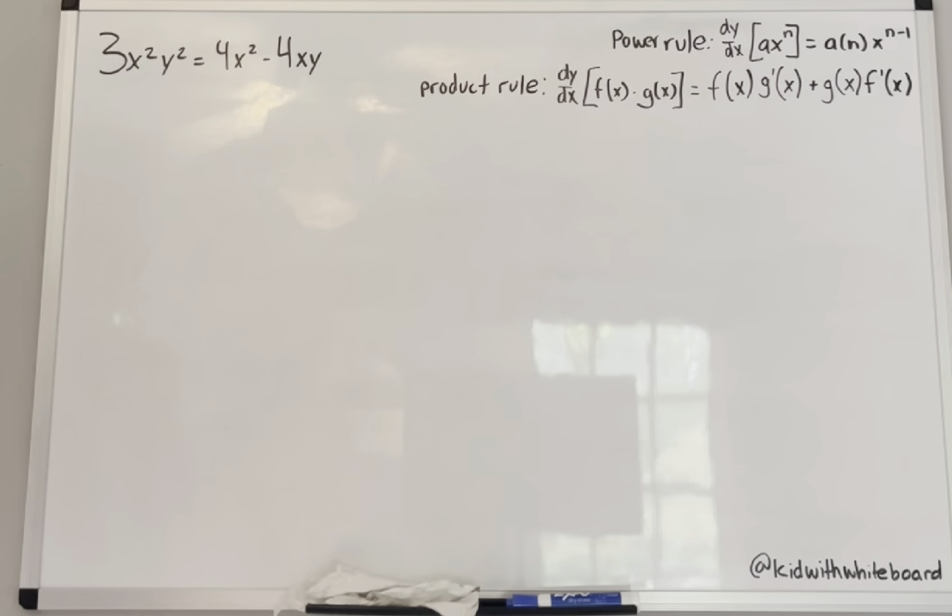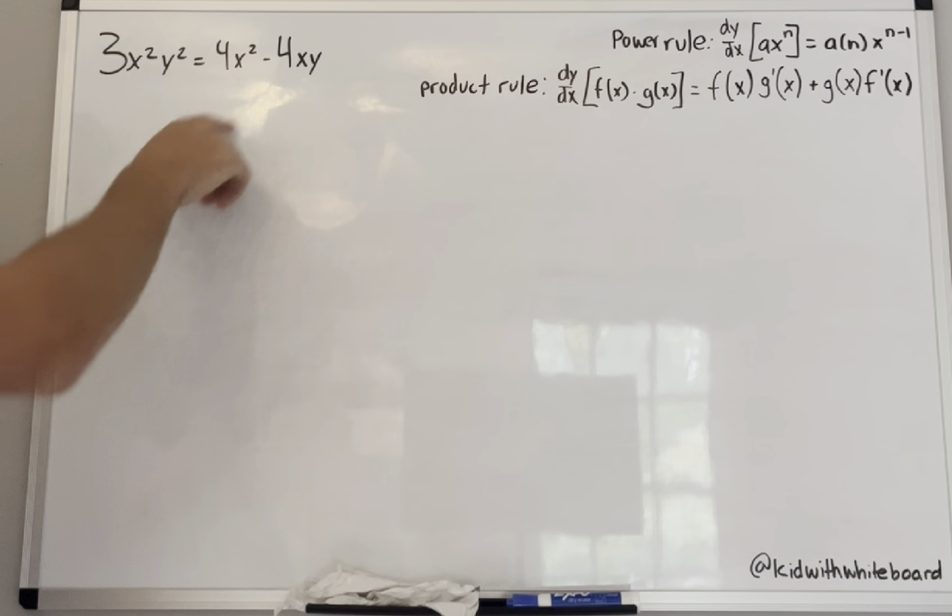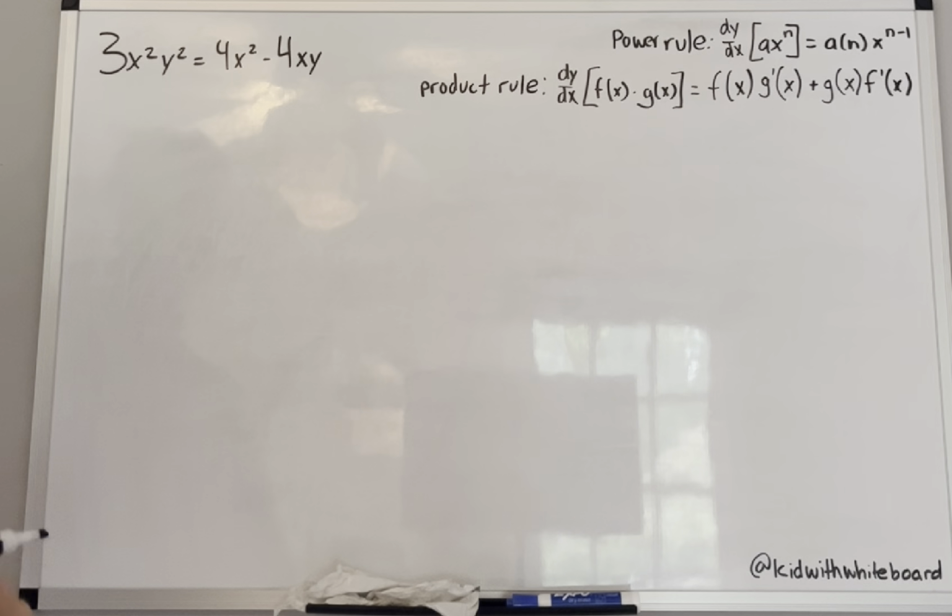Okay, this is number 6 on the homework. It took me a couple of tries, so I figured I'd do it too because I'm bored. So to do the implicit differentiation, you gotta find the derivative of either side.